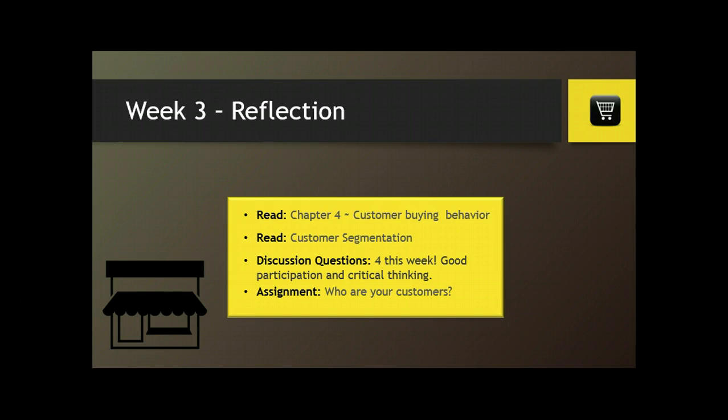And the assignment: who are your customers? I'm looking forward to finishing those up. If I have any concerns individually, I will address those. So, just so you know, you will get feedback timely. So going forward, we'll make sure we're on target to reach the final project.